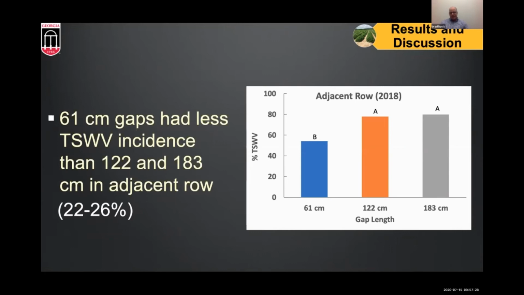This graph shows the adjacent row, and we're looking at gap lengths of 61, 122, and 183 centimeters. The y-axis shows percent TSWV, and it shows us that the 61 centimeter gap had less TSWV incidence than the 122 and 183 centimeter gaps by 22 and 26% respectively.